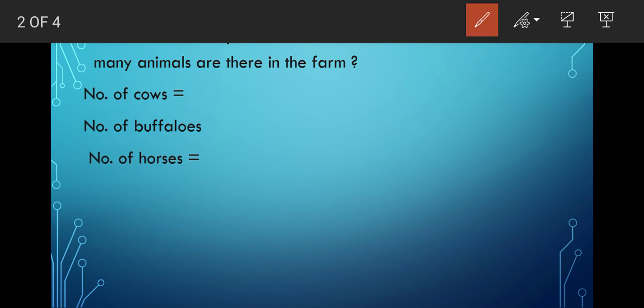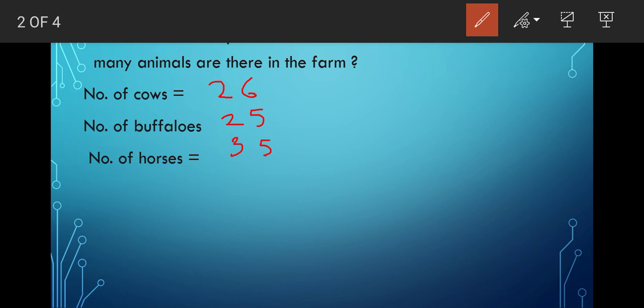Okay, so number of cows is how much? 26. Number of buffaloes is 25. Right, children? Now number of horses is 35. Now here I missed one line, that one I will write afterwards. So let us first add all the 3 things.